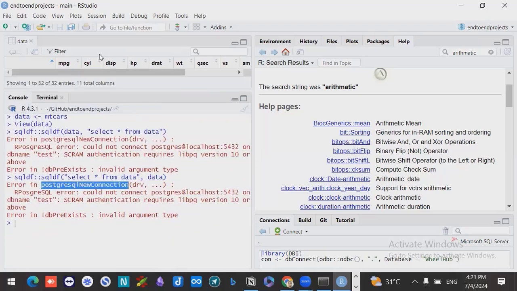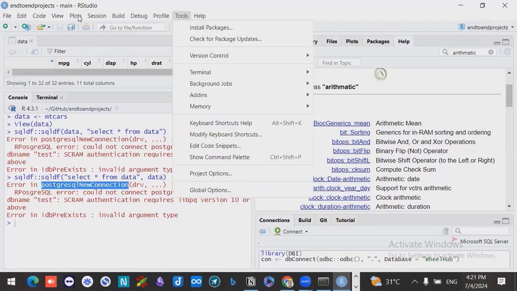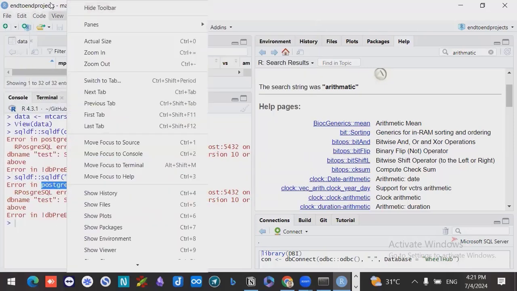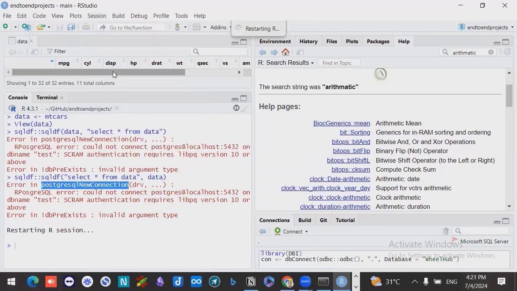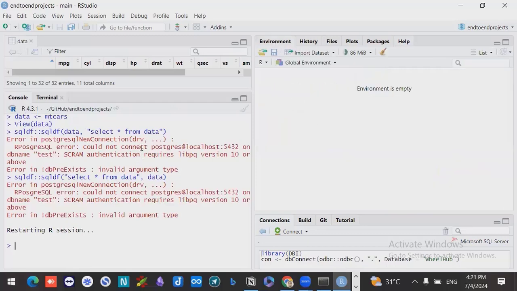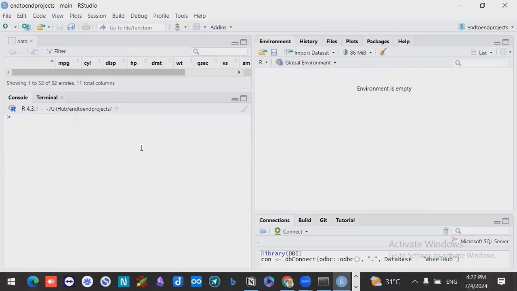You can open a new session, or just open here, go to session and restart all. Or you can disconnect, either way. Whatever is there, you can disconnect. Now when I go to the environment, it looks empty, right? Now in a similar way, you can type it to load the package.